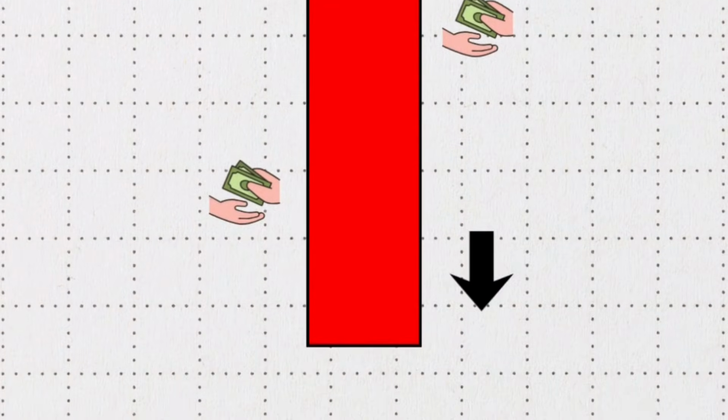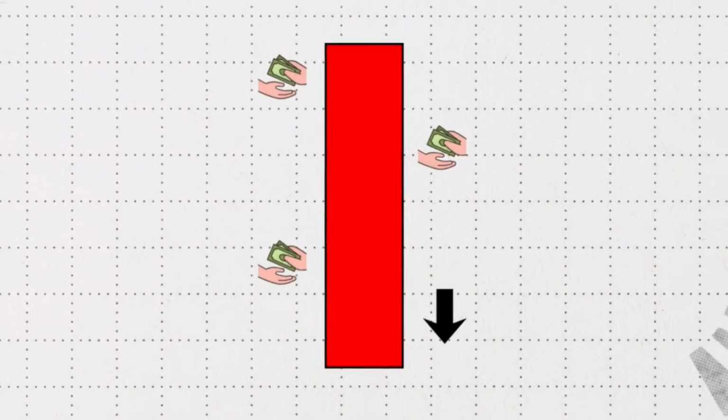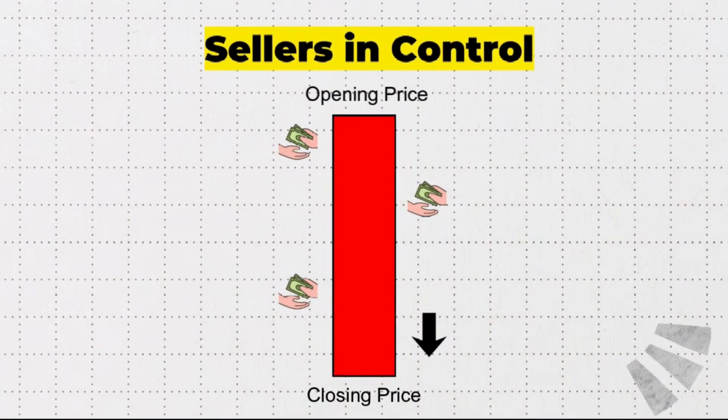Conversely, when sellers are in control, the candle opens at a certain price, but instead of moving up, selling pressure pushes the price lower as time goes on. By the time the period ends, the candle closes at a lower level than where it started, forming a red or bearish candle that shows price depreciation during that session.